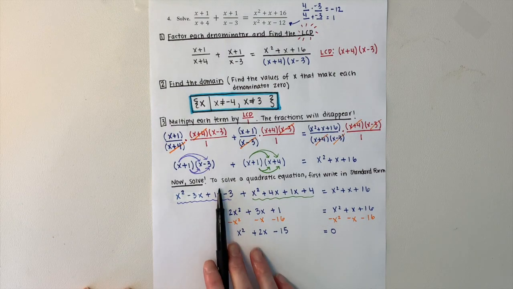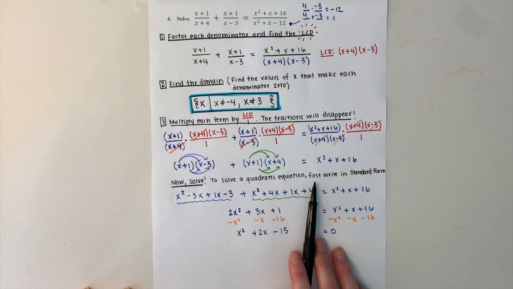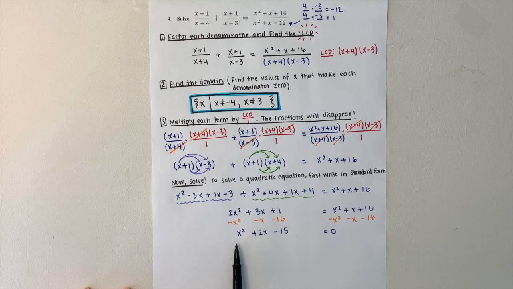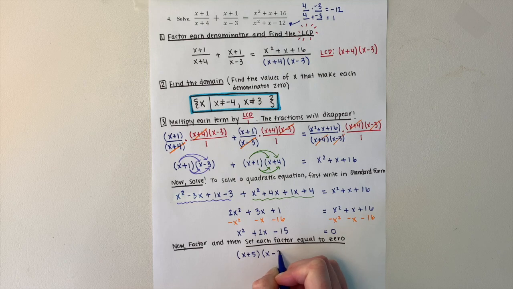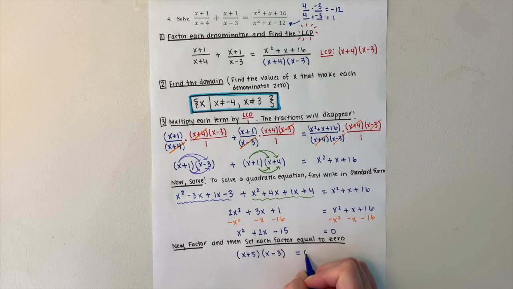So I've added these instructions here. To solve a quadratic equation, we first write in standard form, which is exactly what we did here. Once you've written your quadratic equation in standard form, next we will factor, and then we'll set each factor equal to 0. To factor this expression, we need to find two numbers that multiply to give us -15 and to add to give us 2. Those two numbers would be 5 and -3. So we'll factor this as x plus 5 times x minus 3, and then we'll bring down our equal 0.